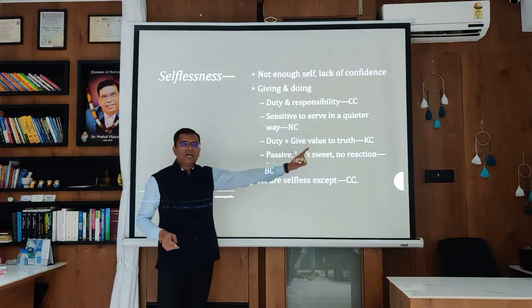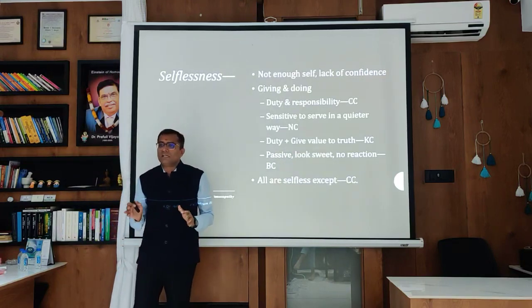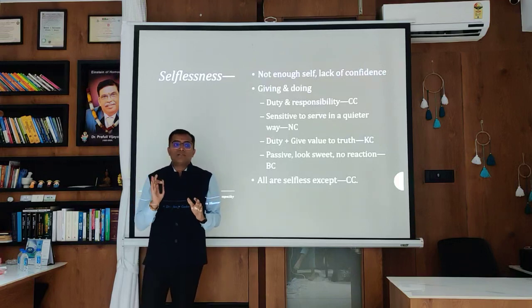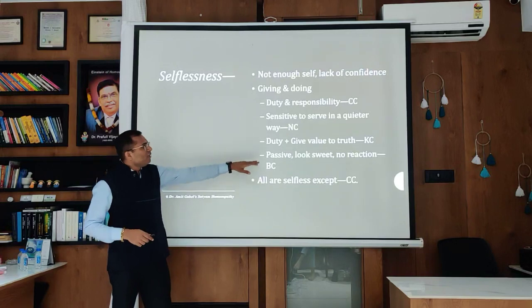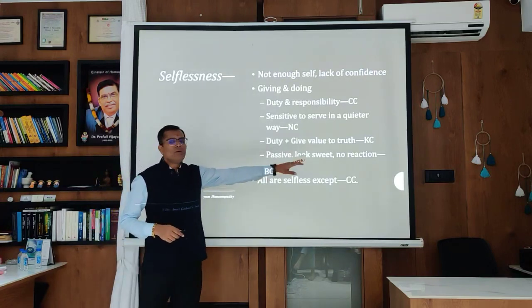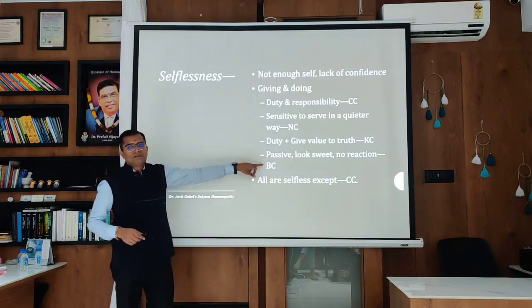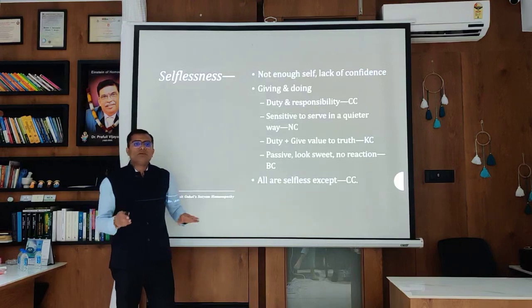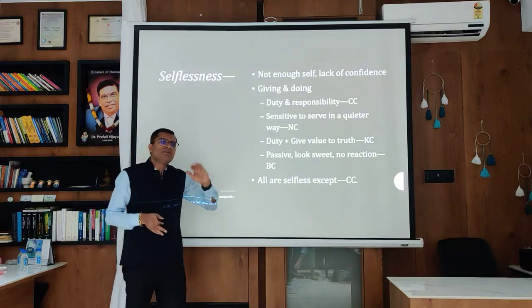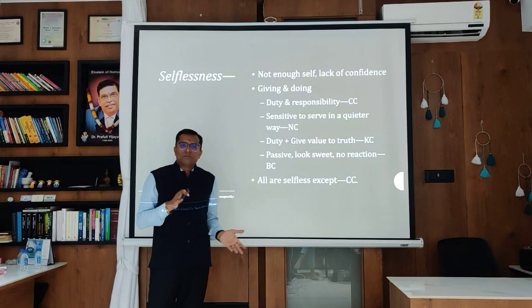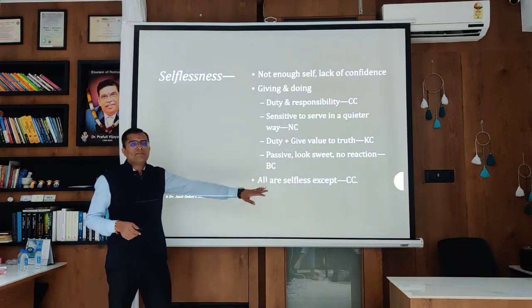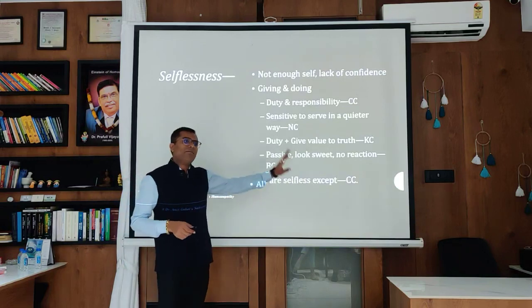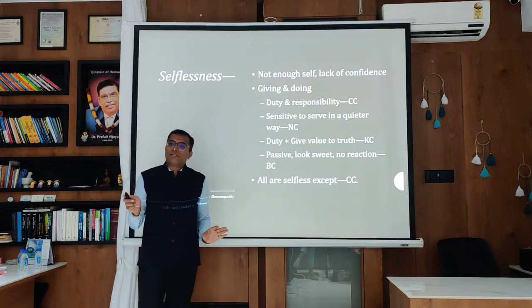Kali Carb. Kali Carb has a feeling that morally I am good, so my morals have to be maintained. So duty plus moral. Passive, looks sweet, no reaction. But this is Baryta Carb. They are passive. Passive means they are totally dependent on someone else. There is no responsibility at all. So all are selfless except Calcarea Carb. Calcarea Carb is a very selfish, very egoistic remedy.